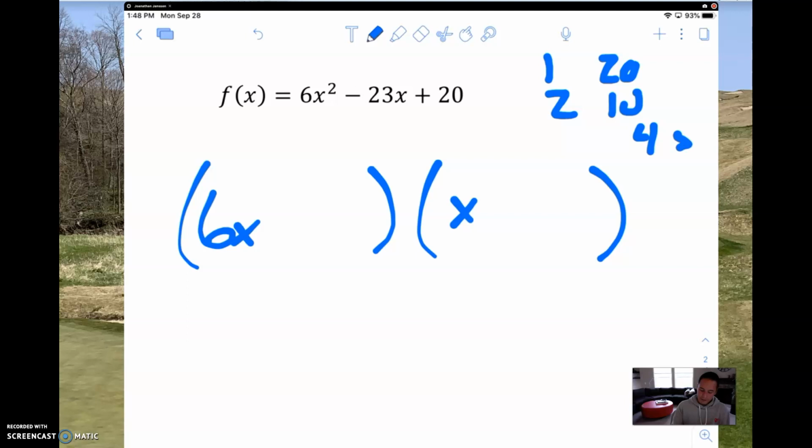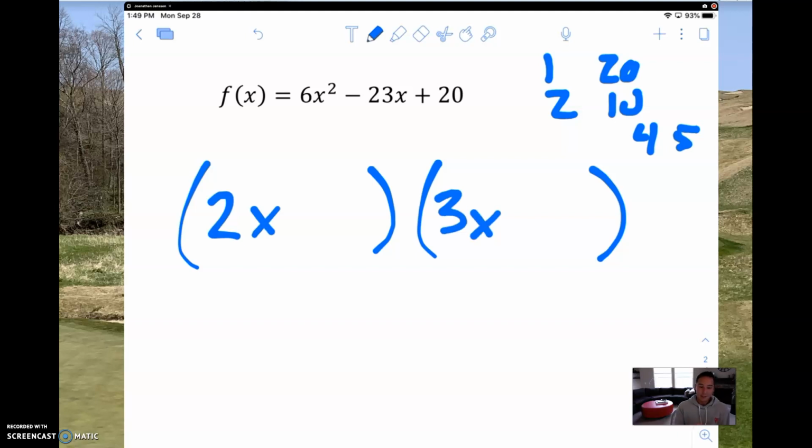And I'm going to give you a little spoiler alert. If you try 1 and 20, or 2 and 10, or 10 and 2, or 20 and 1, or 4 and 5, and 5 and 4, if you try it with 6x and 1x, you're not going to get the right answer. So let's go ahead and erase that 6x and 1x. And we'll try another possibility. And that other possibility that we have could be 2x and 3x.